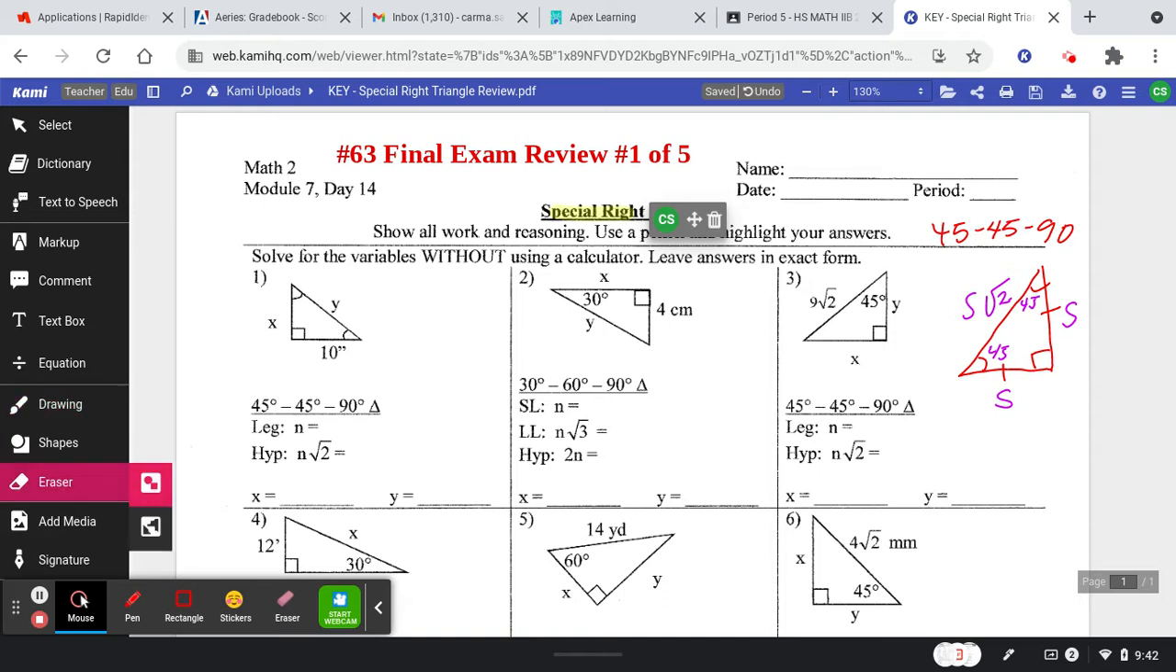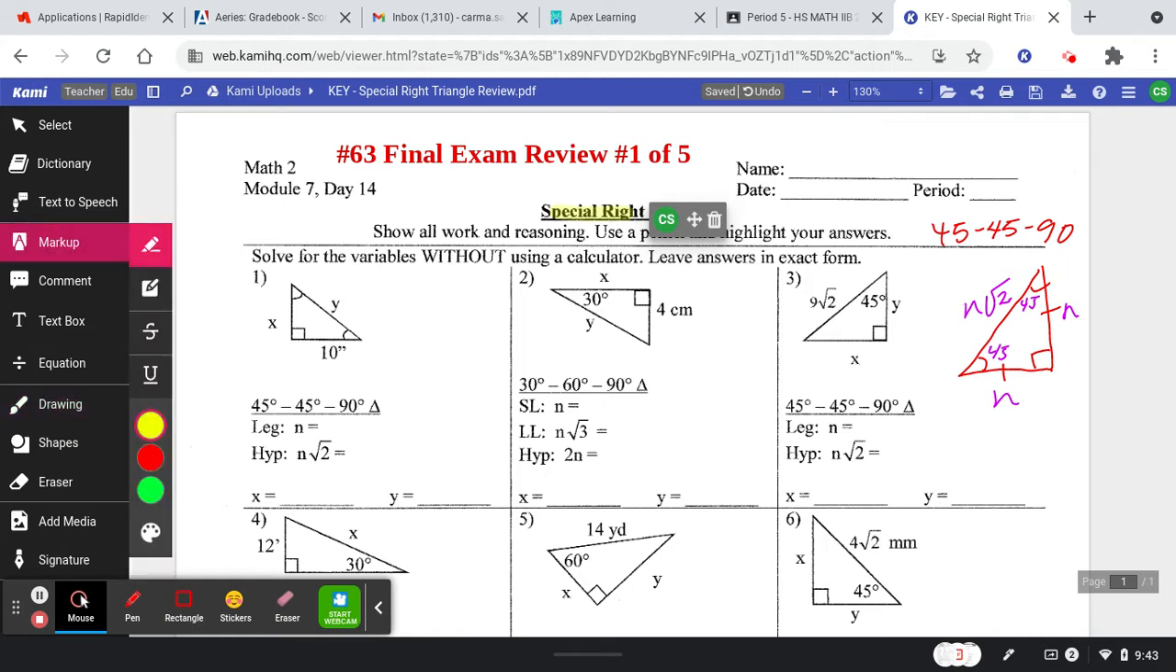So we can change this letter. It doesn't have to be a side length S. We could be talking about any number. N is going to match any number n, and then this would be a rule of n root 2. So you're going to notice over here that it's got some hints: the legs are equal to n and the hypotenuse is n root 2.